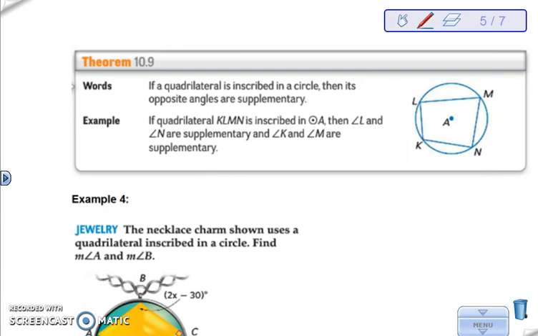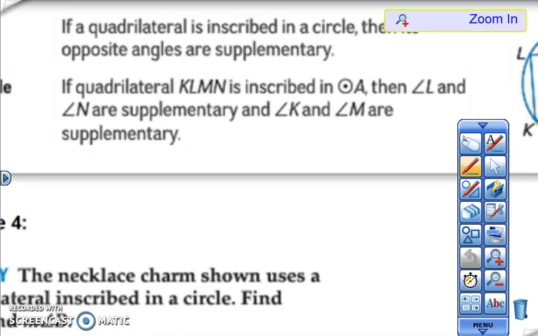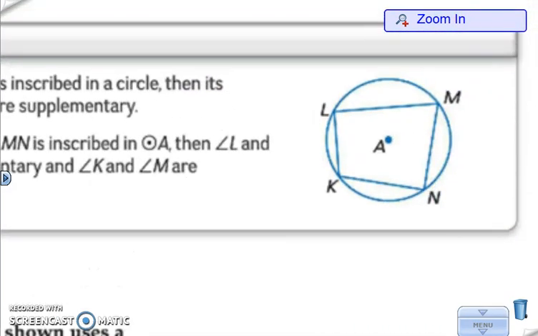All right, so for the next theorem, we're going to build off what we were just looking at. So we know that the inscribed angle always has half the value of its intercepted arc. If I take a polygon and inscribe it in a circle, what we'll hopefully notice is that the intercepted arcs of the opposite vertices fill the whole circle.